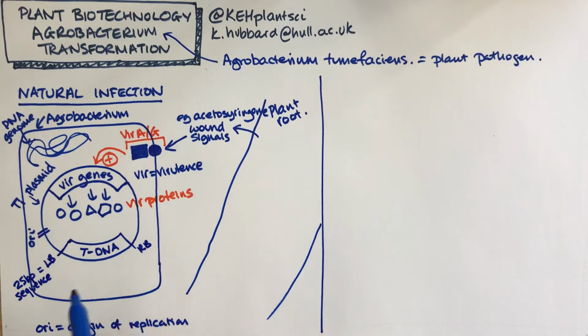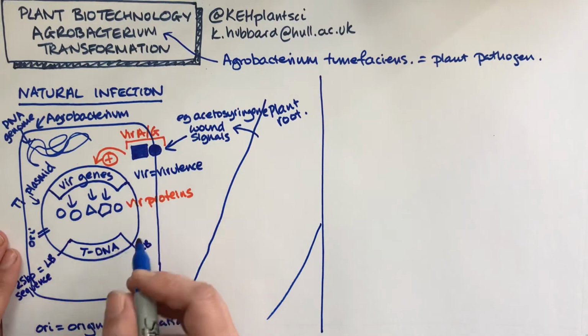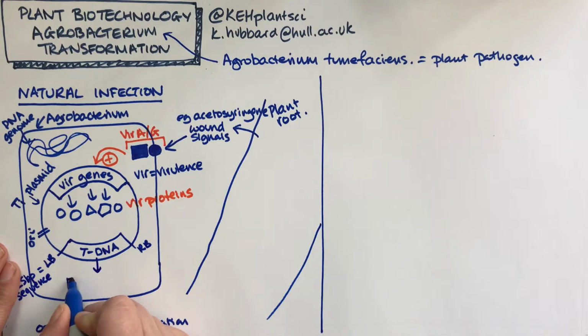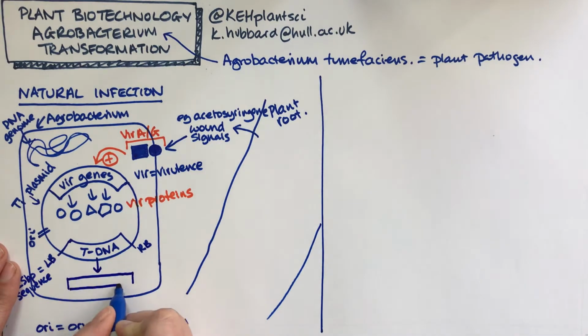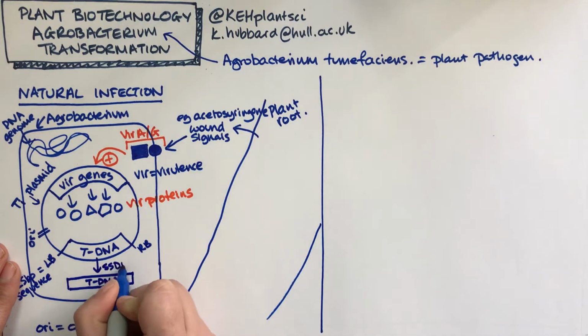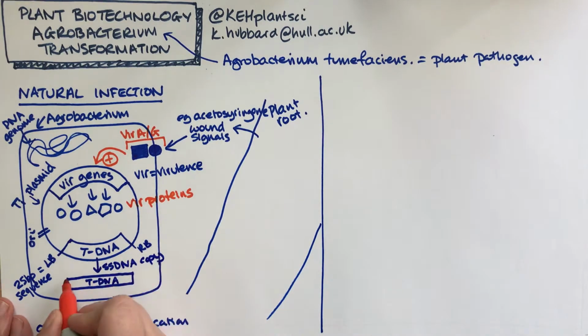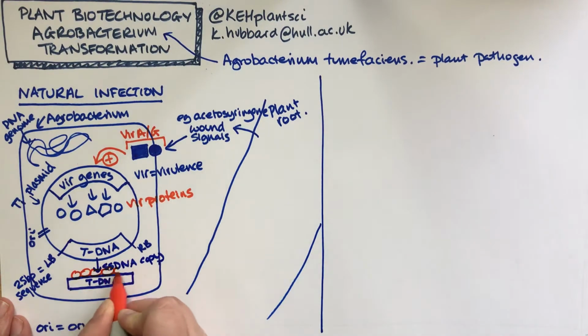One of the things that those Vir proteins do is to make a copy of the tDNA. It's a single-stranded DNA copy of the tDNA. So we make a copy of that, and then we package it in these proteins. Some of the Vir proteins are to do with copying, some of them are to do with packaging. Those are Vir proteins that are packaging it.